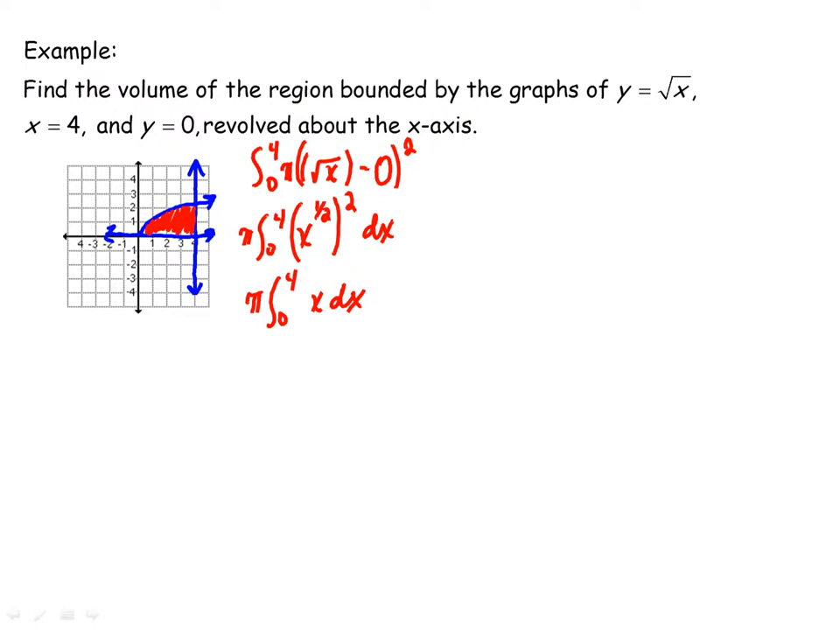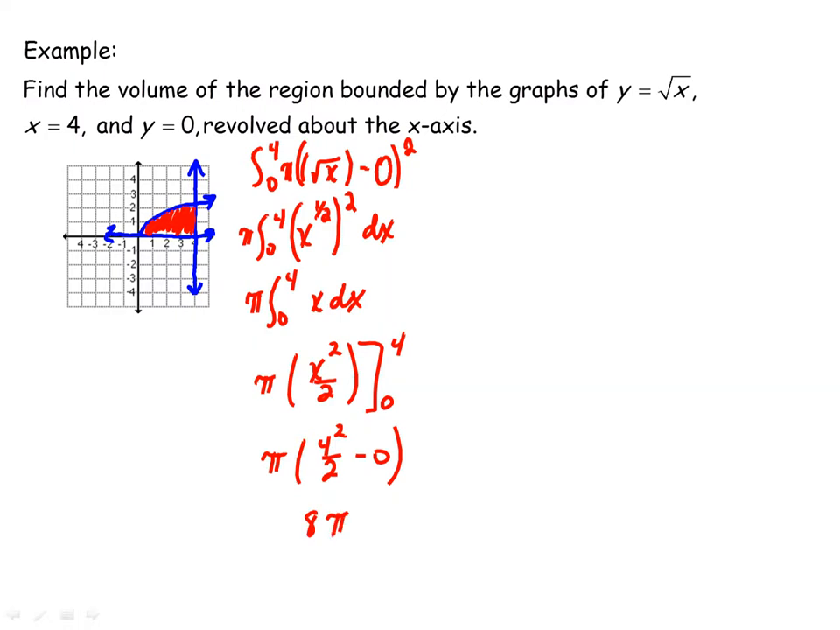Integrate. Let me pause this for just a second. Okay, so let's take the antiderivative. We're going to have pi times the antiderivative of x is going to be what? And we're going to go from 0 to 4. Okay? So we're going to have pi times 4 squared over 2 minus 0, of course, if you want to put it in there. 4 squared is 16. 16 divided by 2 is 8. 8 times pi is 8 pi.